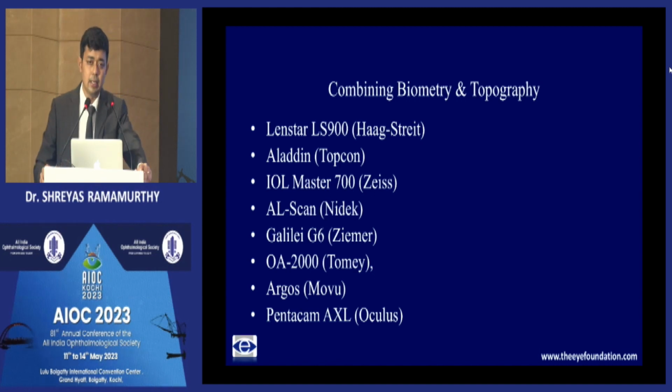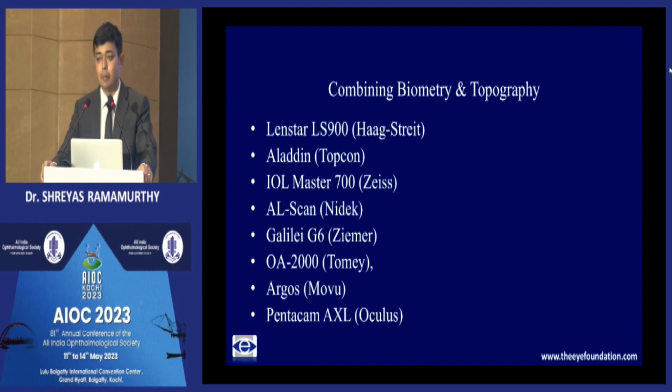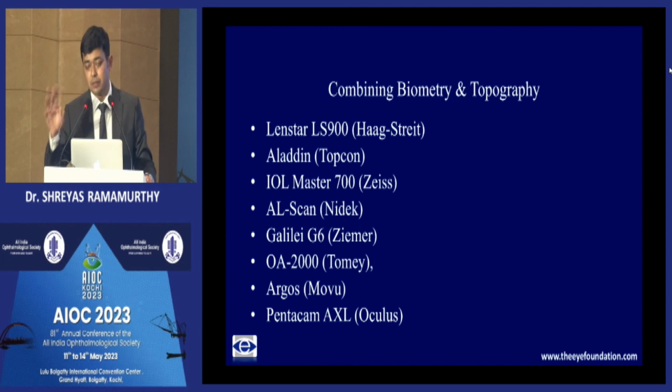The most recent advancement is combining the biometry with the topography, and we have a variety of devices nowadays, right from the LS900, the Aladdin, which is very useful. We have it in a few centers. The IOL Master 700 also gives you a very simple Placido image. The Galilei G6, Ziemer, Tomey, Argos, again with excellent penetration, and the Pentacam AXL.